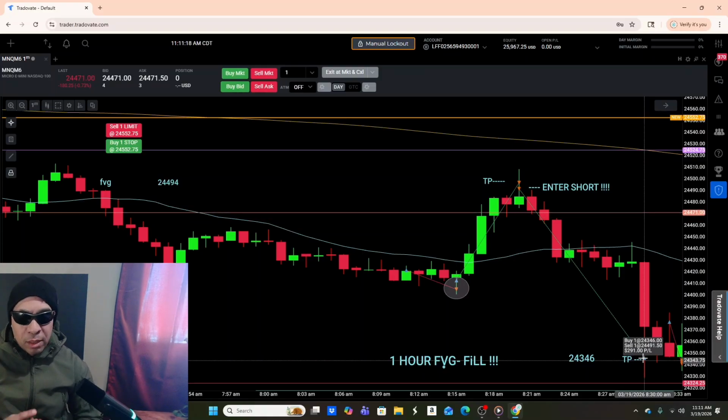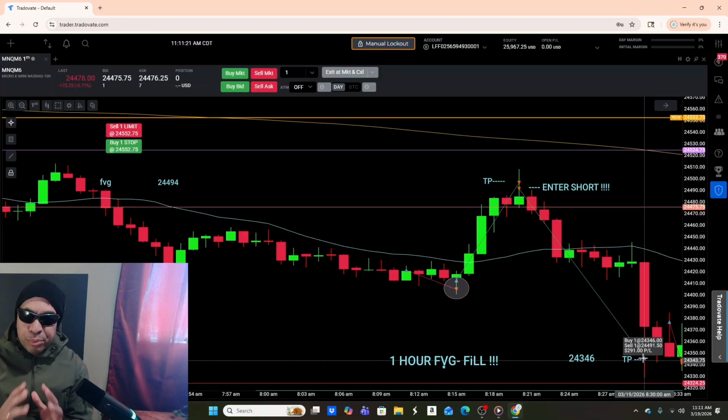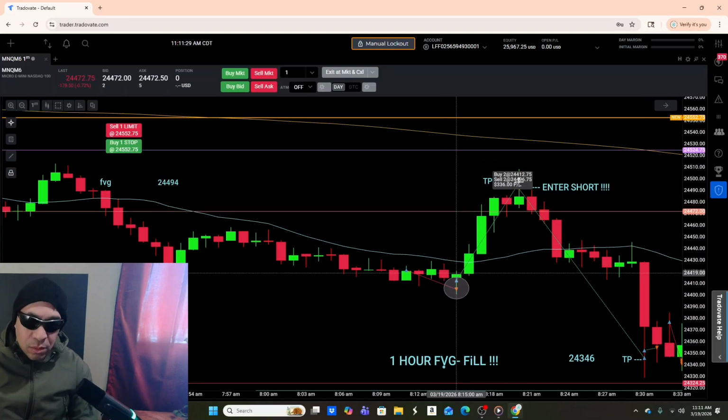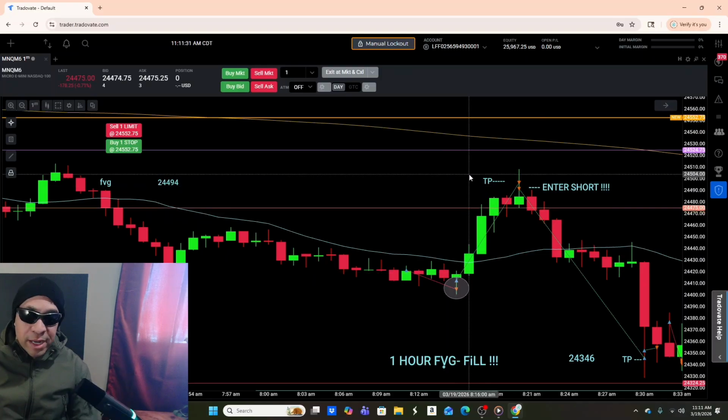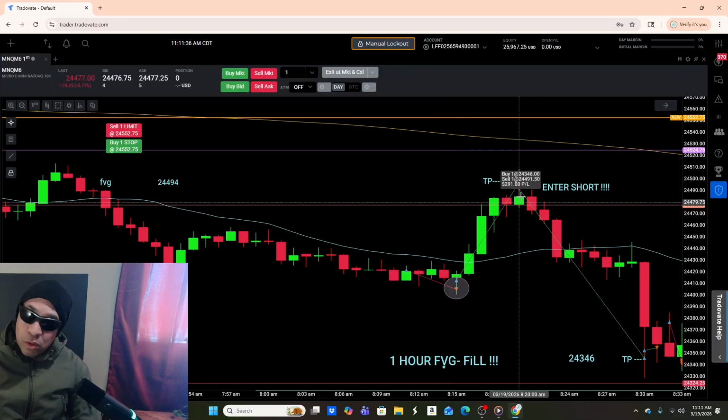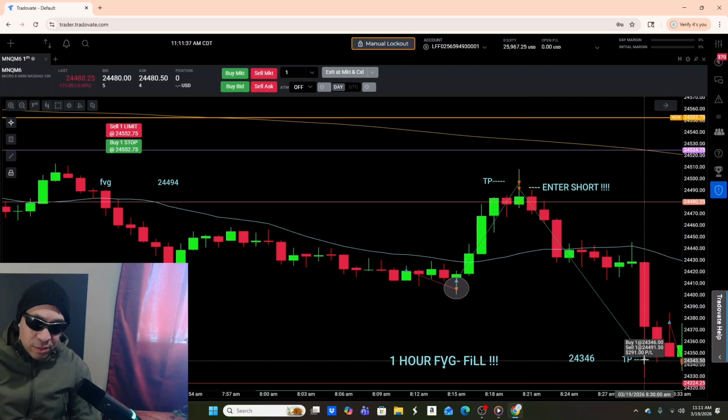So this is the importance of doing your pre-market analysis with the fair value gaps. The 1 hour fair value gap shows you everything, folks. And so here you see, took it into this fair value gap, made 336, shorted down to fill this one.